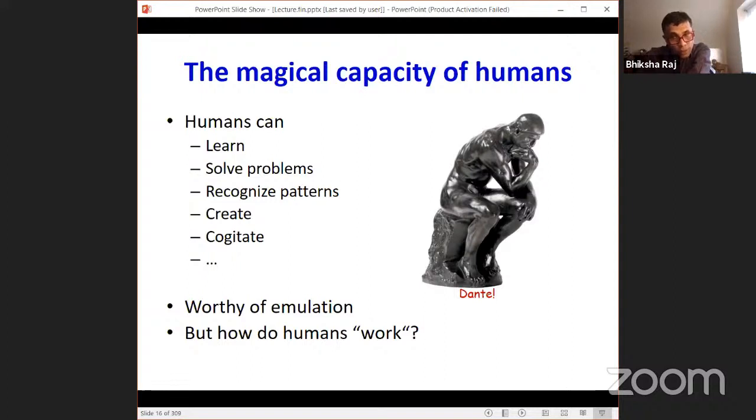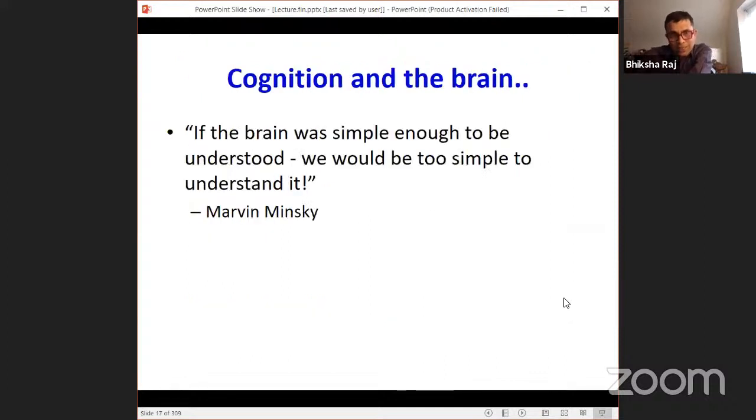And we really want our systems to be able to do something like this. This is the capability that we want our systems to emulate. But then how do humans actually perform this amazing task of cognition? The problem is that if our brain was simple enough for us to understand it, we would be too simple to understand the brain.